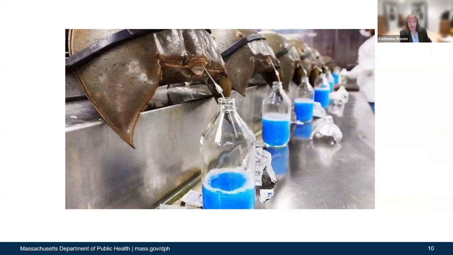This is something that happens in Massachusetts and not everywhere in the world. So this is actually harvesting horseshoe crab blood, because the blood is useful for detecting bacterial contamination in different medical products. And it's fun to see. You may not know a lot about horseshoe crabs, but they're unique in that their blood is actually blue because it's copper based instead of iron based.